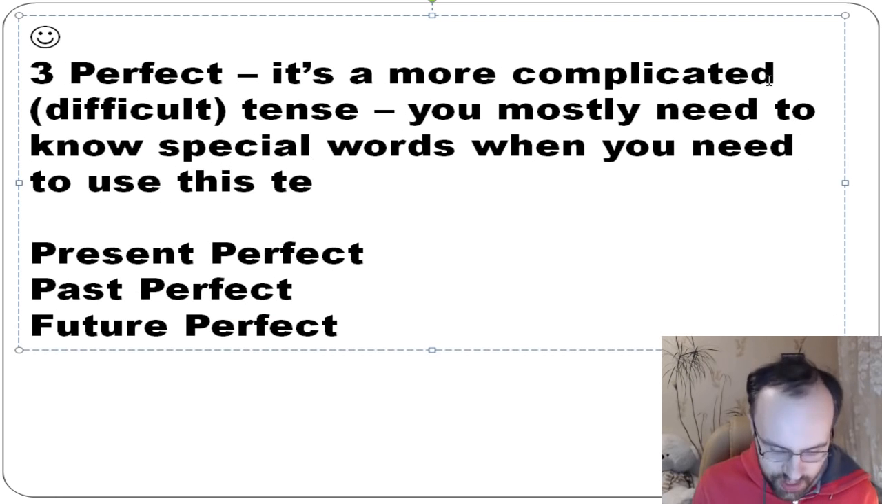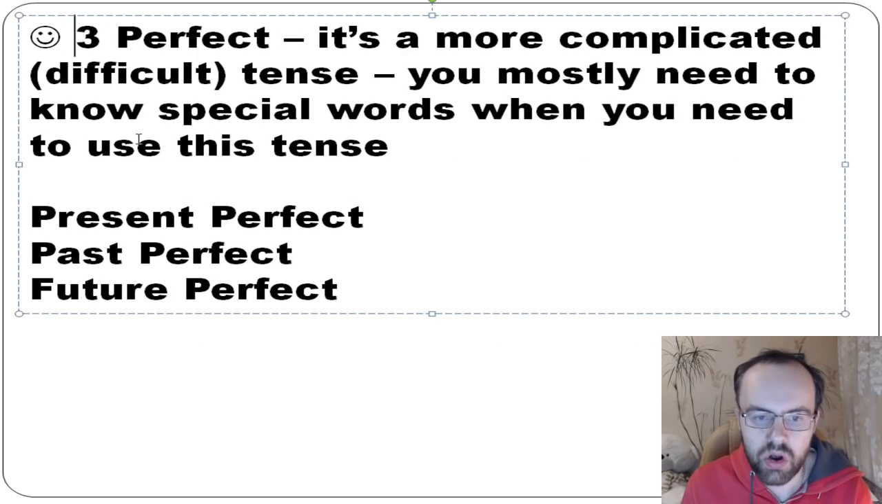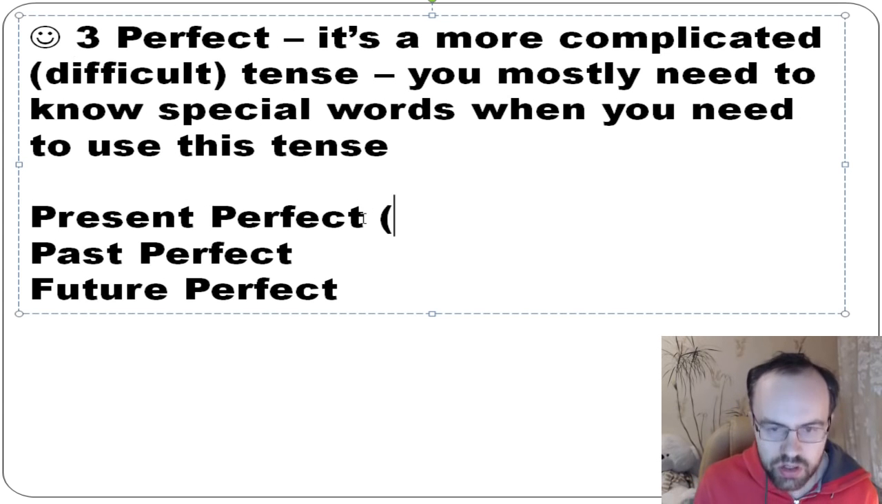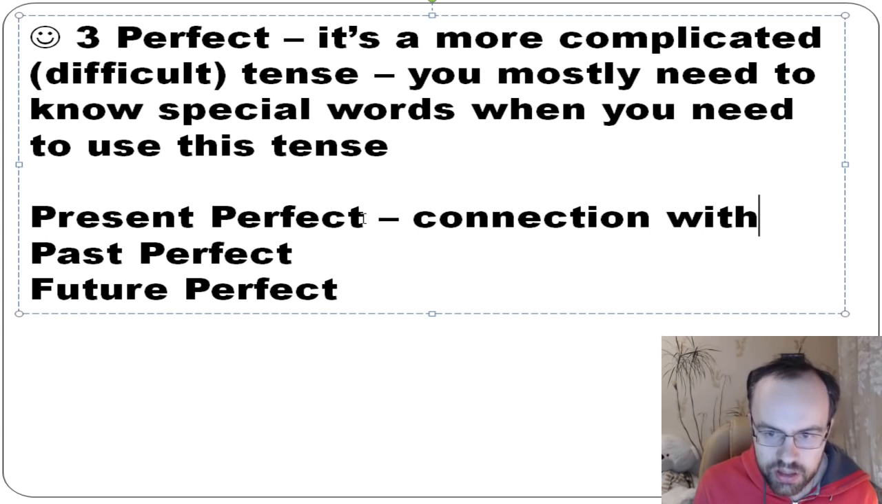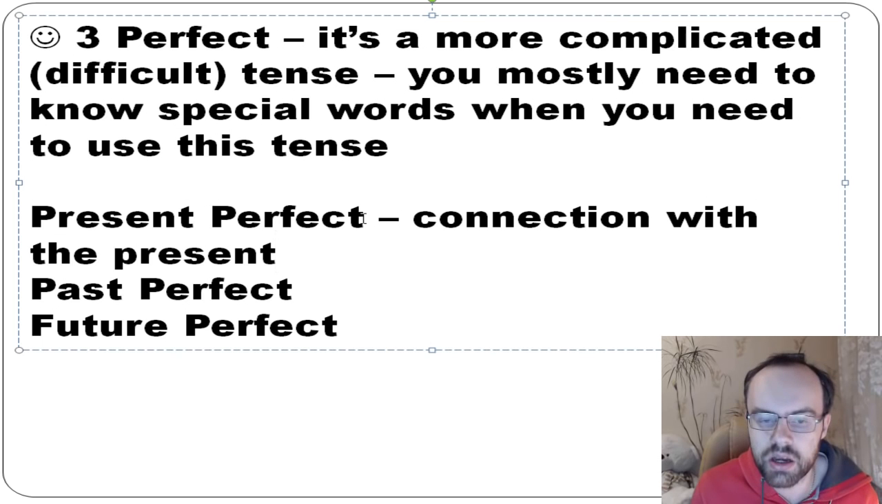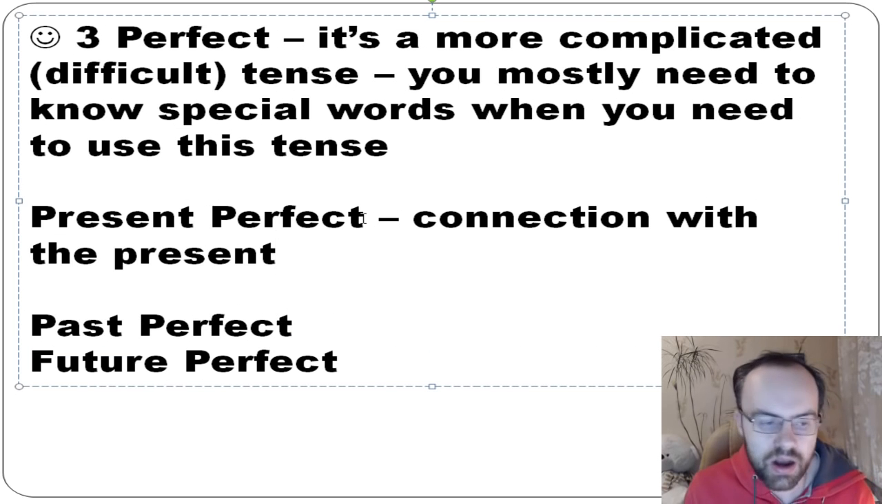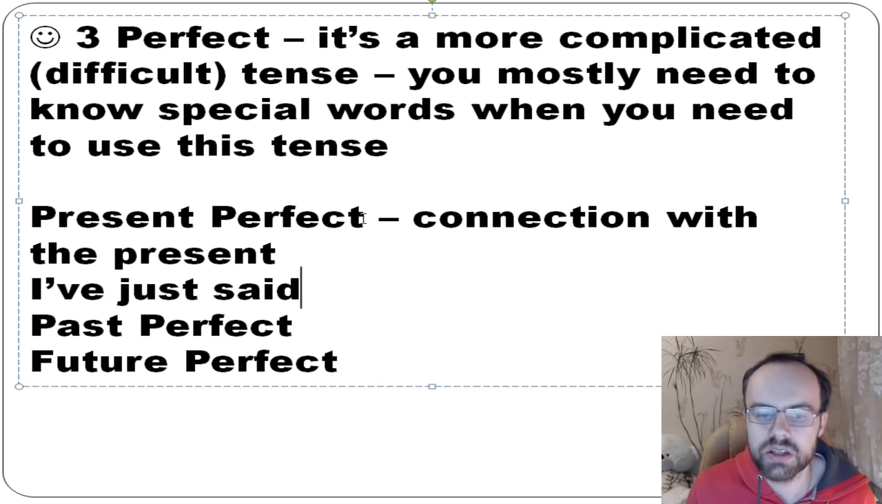If we look at present perfect, you need to know these words. The meaning is that there is a connection with the present. It's the most important thing. For example, I just said it, I've just said it. Just means not a long time ago.